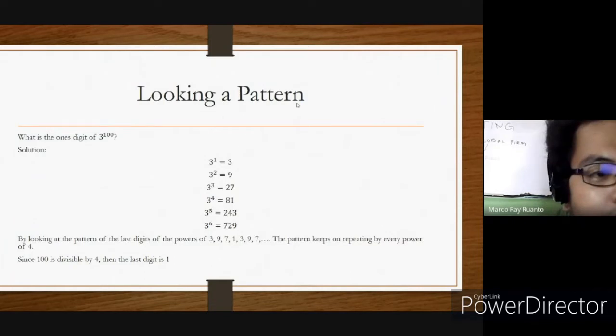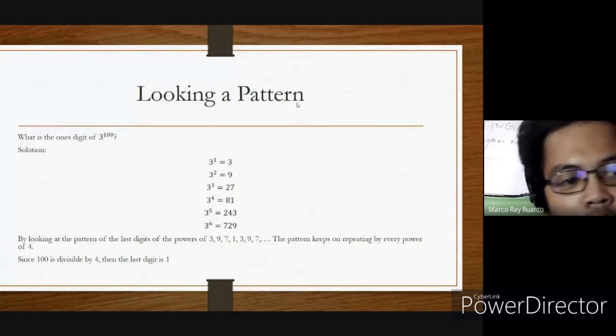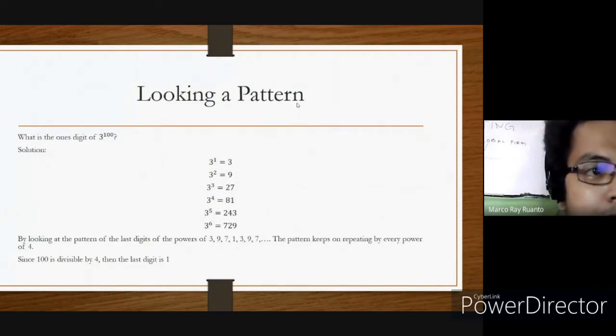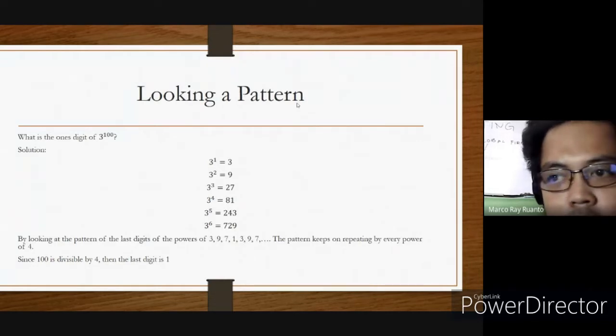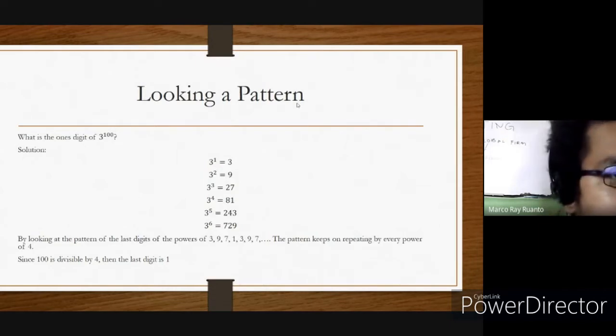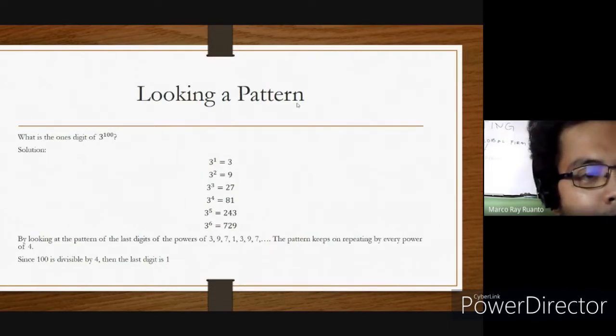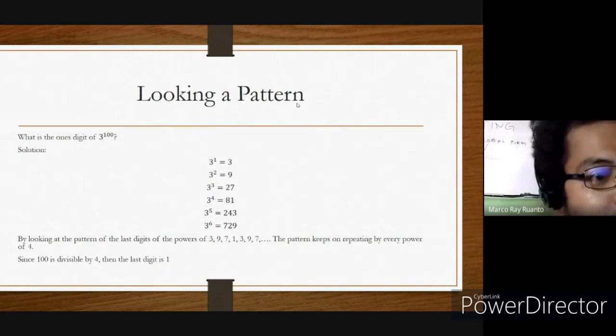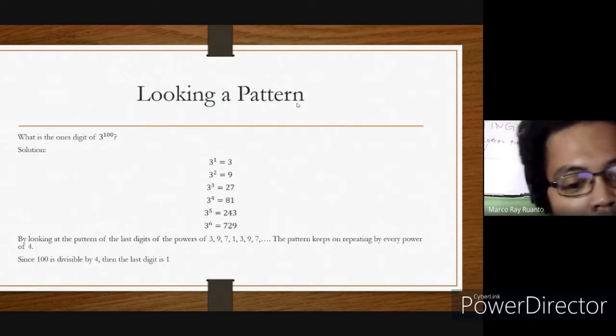So in this case, we have a recurring observation: 3, 9, 7, 1, 3, 9, 7, 1, and so on. There are some patterns like series or sequence, and maybe we will have a separate topic for that. Maybe we'll talk about that two or three meetings from now. So we will talk about patterns later.